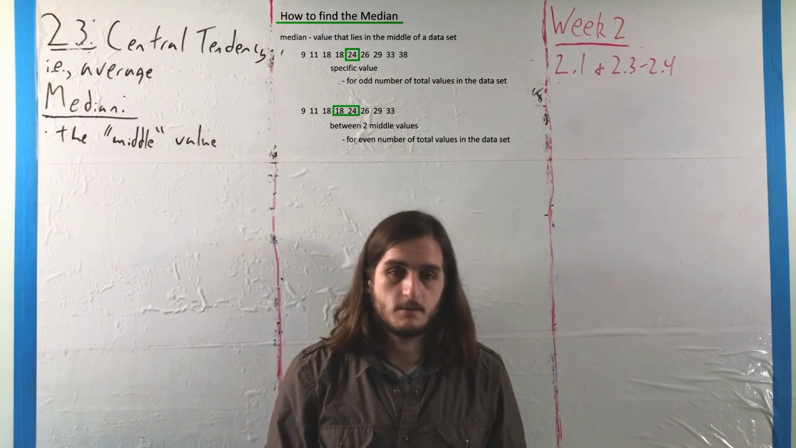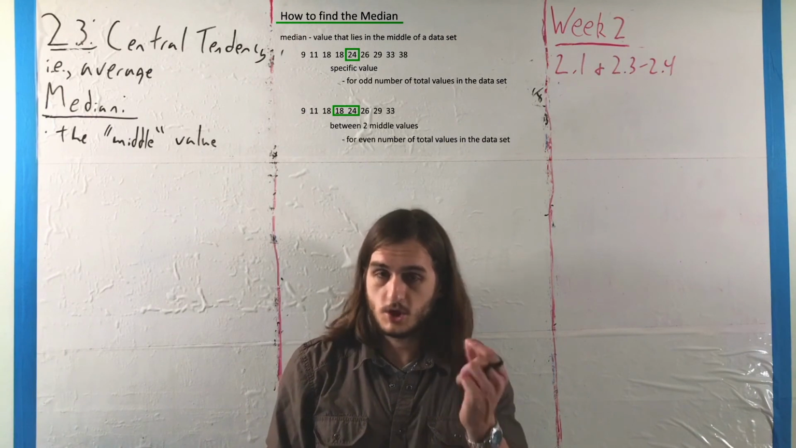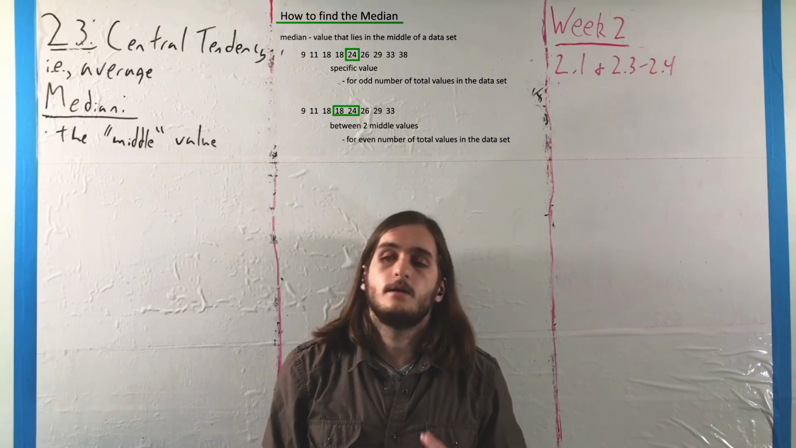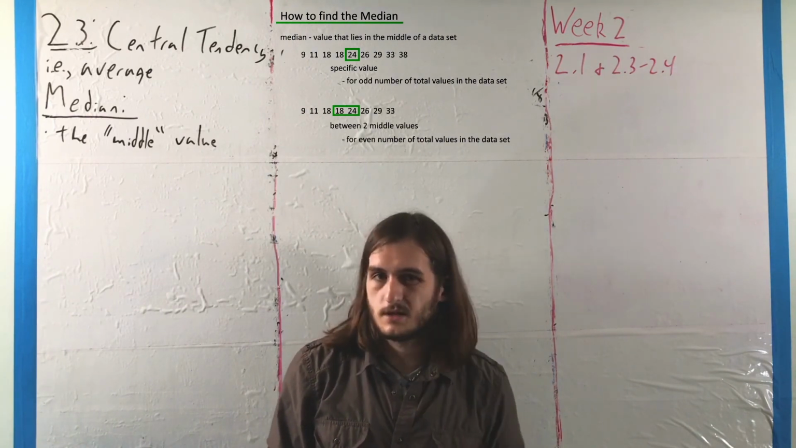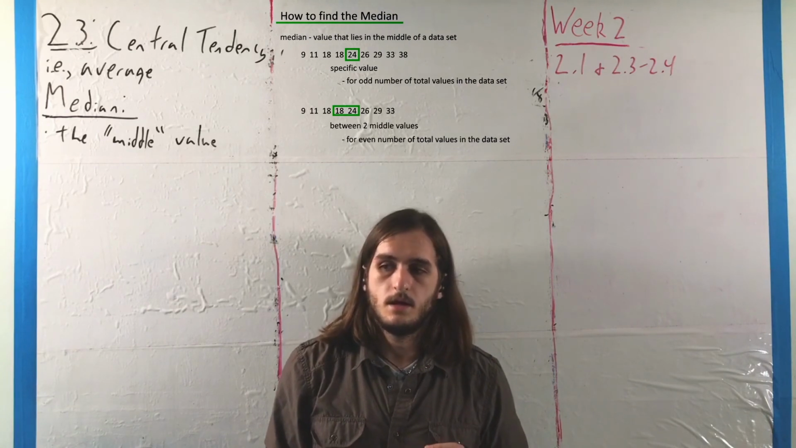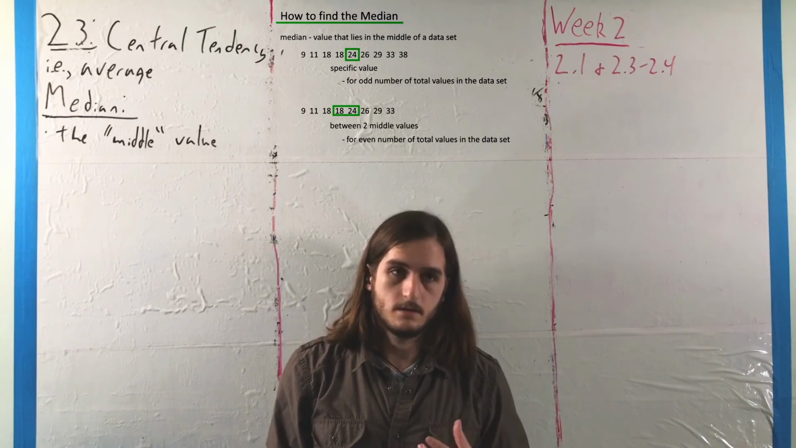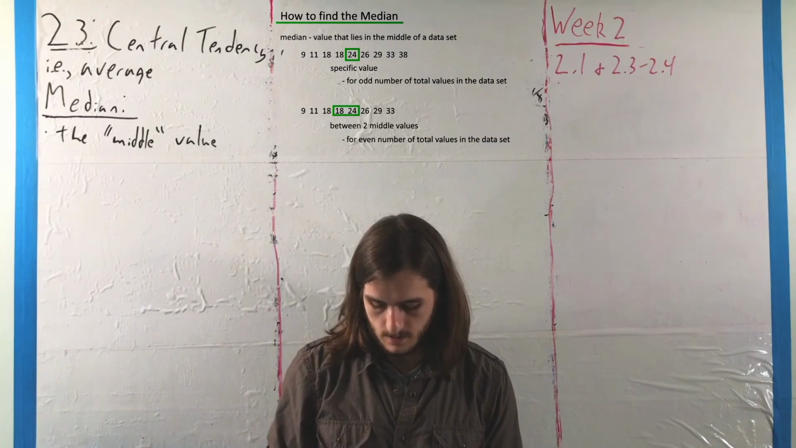Where if you have an odd number of values, then the median is just that middle number. And then if you have an even number, so you've got 2 stuck in the middle, the median is the mean of those 2 values in the middle.